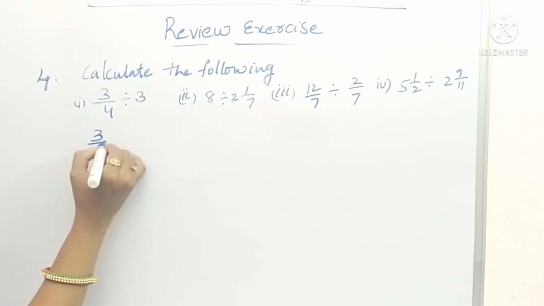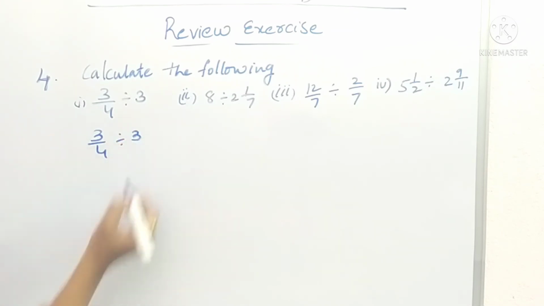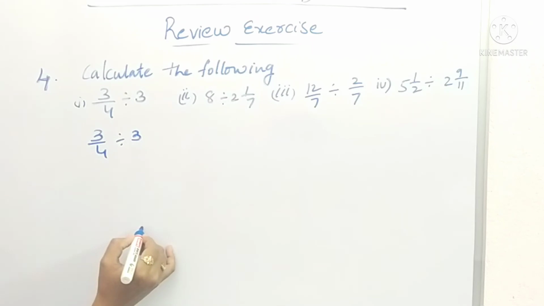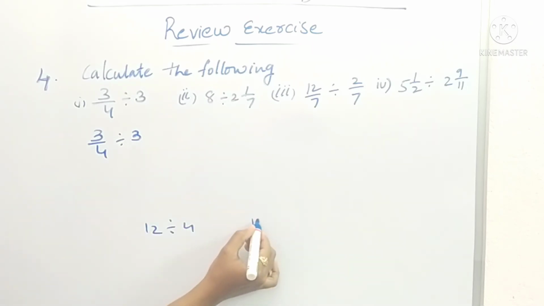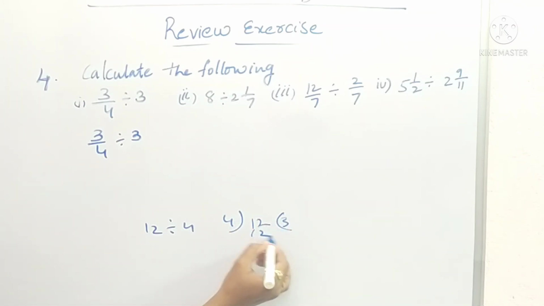3 by 4 divided by 3. Actually here 12 divided by 3 means we will divide 12 with 3, because it's very easy. 4 3s are 12, so the remainder will be 0. We can do like that. But here, this is a fraction, so we cannot do division very easily.